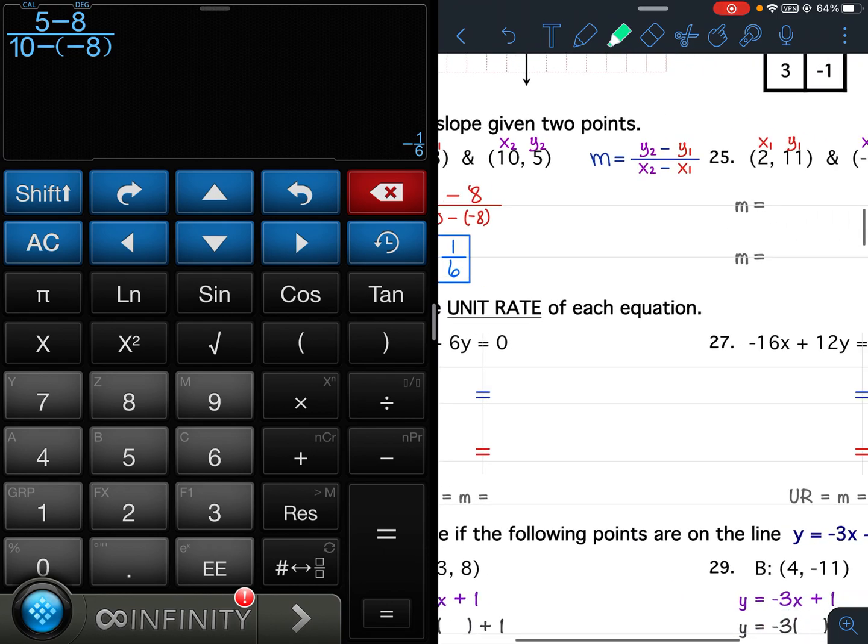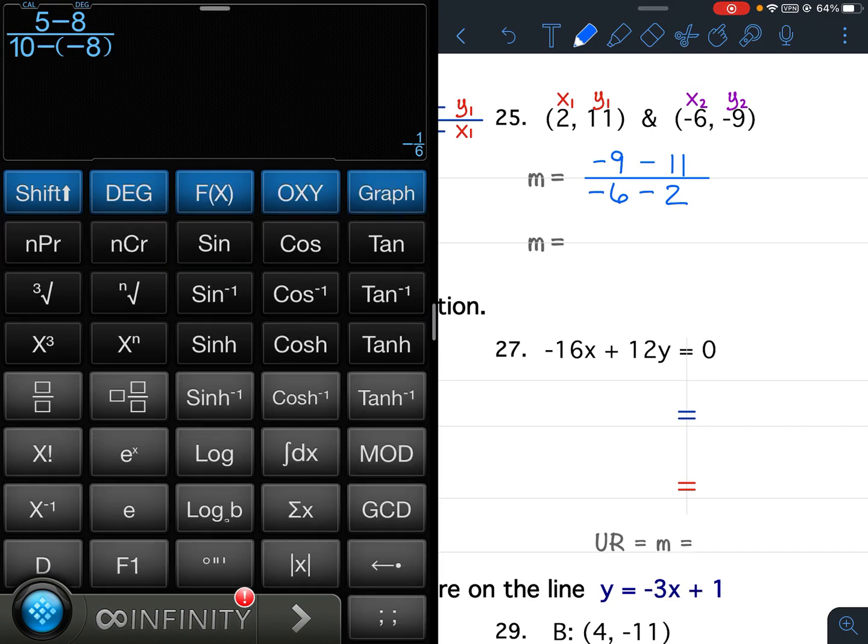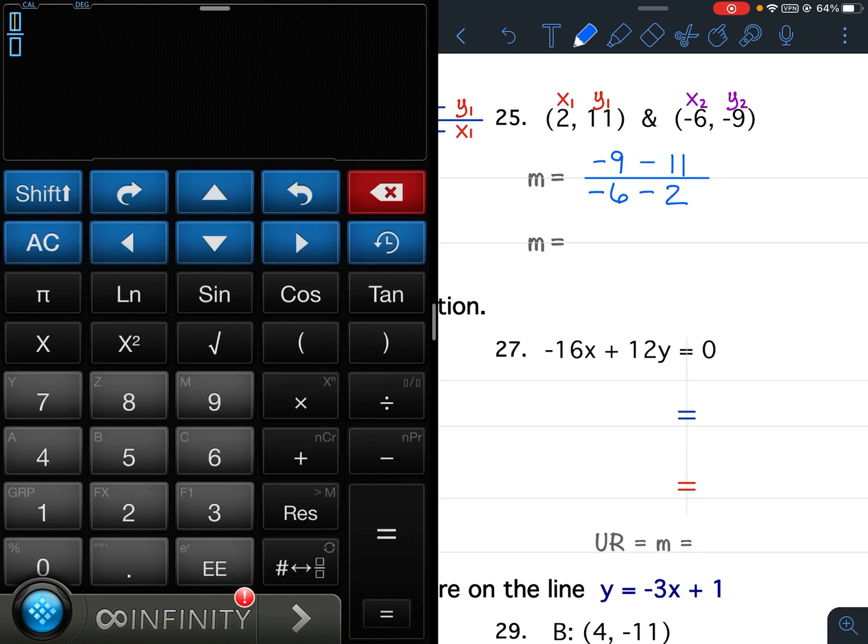All right, 25. y2 is negative 9 minus y1, which is 11. x2 is negative 6 minus x1, which is 2. Start with the fraction button. Negative 9 minus 11 over negative 6 minus 2. And we get 5/2.